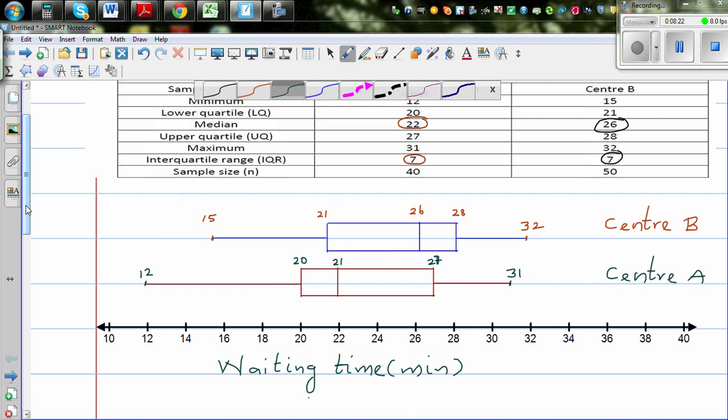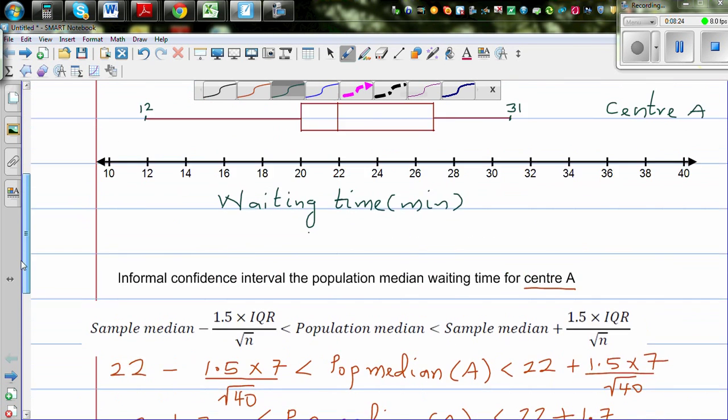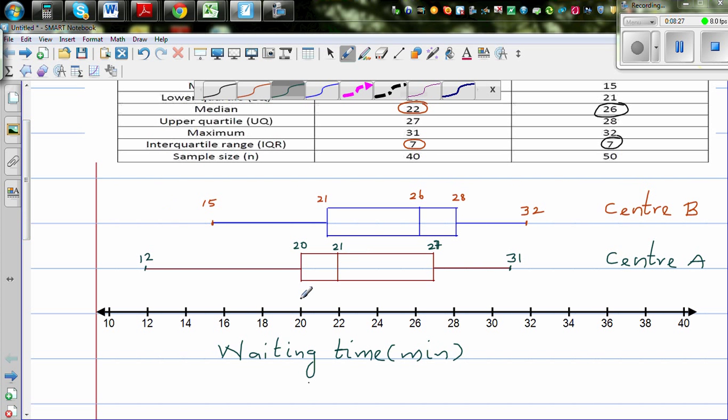For center A, it is between 20.3 and 23.7. So this is 20, so this is roughly 20.3. So this is 20.3 to 23.7. This is 23 and this is 23.5, so 23.7 will come somewhere here. So this is the informal confidence interval for center A.